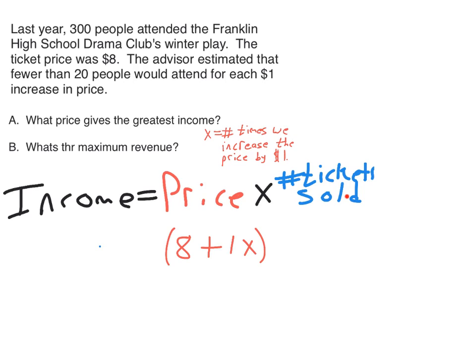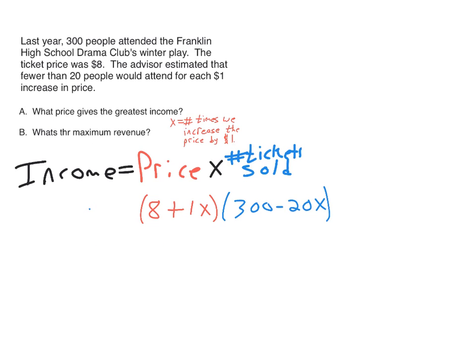Okay, so let's do the same thing with the number of tickets sold. That again depends on x, the number of times we increase the price by $1. If we increase the price by $1, we sell 20 fewer tickets. So we start off with 300, and we subtract 20x from it, because if the ticket price goes up $1, we lose 20 people. If it goes up $2, we lose 2 times 20, makes 40 people. If it goes up $3, it keeps changing like that. And x could be negative, which means we decrease the price by $1, and therefore we'd get 20 more people.